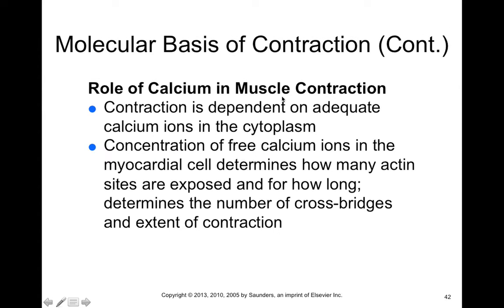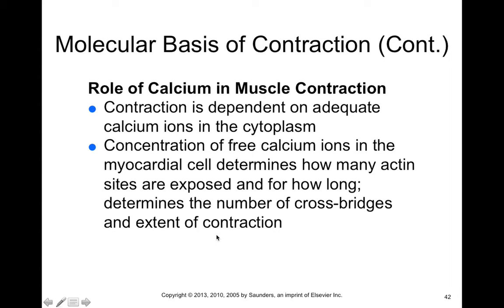Now, the role of calcium here, like we talked about, is that it helps initiate the contraction cycle. So the concentration of calcium is going to be dependent on the amount of calcium that's released from the sarcoplasmic reticulum. And this is what helps determine how many actin sites are exposed, as well as for how long, which also determines how many cross bridges can be formed, which also determines the extent of contraction.